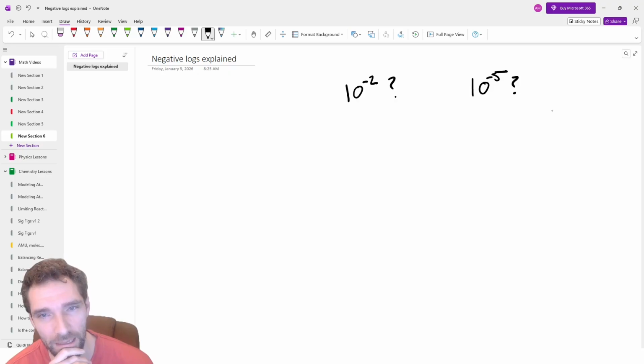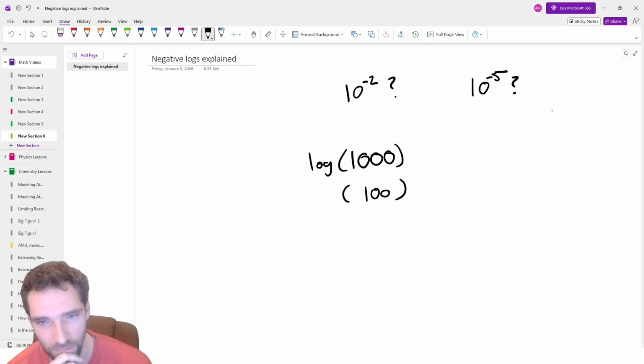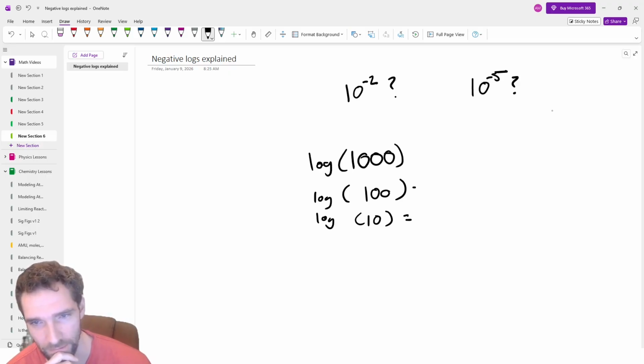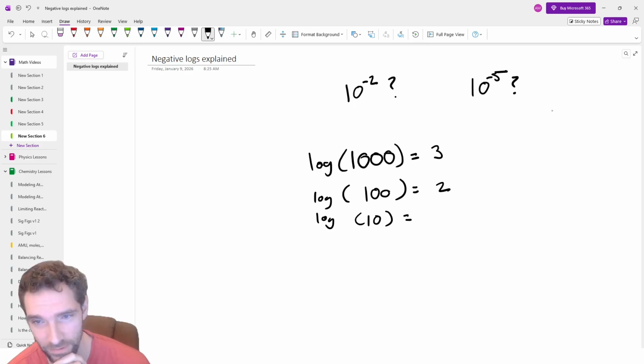So if we look at a number like 1000 and I log that, or if I do the same thing but I'm logging 100 or logging 10, then you're probably feeling like you know how to do that in general. This is 10 up to the third power, so this is going to be log 3. This is 10 up to the second power, so that's 2. And this is 10 up to that first power, so this is 1.